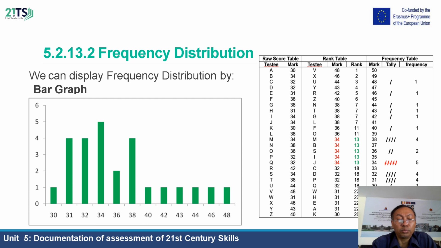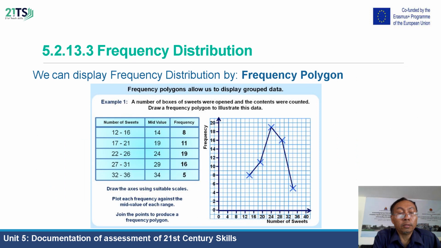Here are other examples. We can display frequency distribution by bar graph. Study the table compared to the bar graph. We can also display frequency distributions by frequency polygons. Frequency polygons allow us to display grouped data. For example, a number of boxes of sweets was opened and the contents were counted. Draw a frequency polygon to illustrate this data. Compare the table on your left hand and the graph on your right hand.